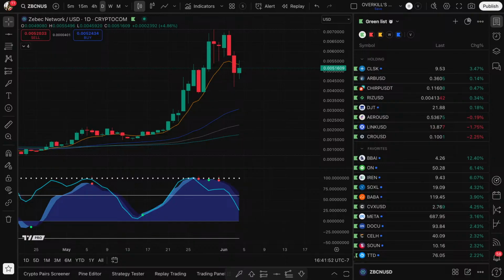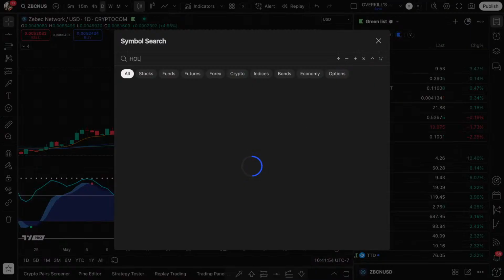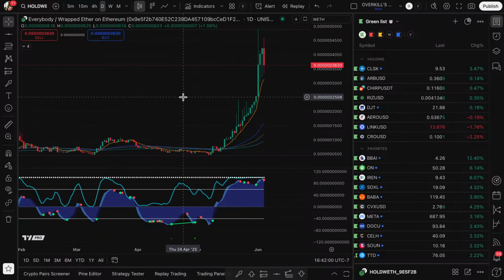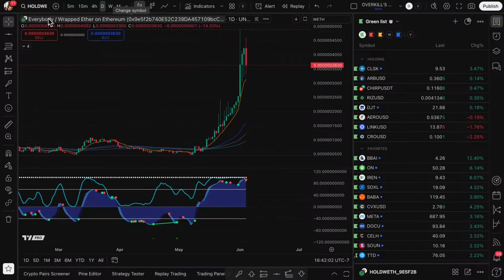We got hold warped ETH. Okay, I got you. ETH. This one's on, oh, wow. What's this one, everybody?